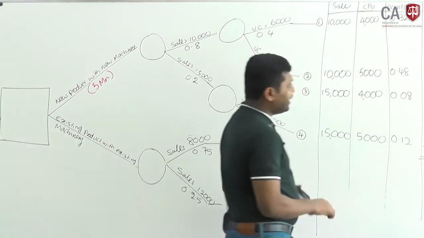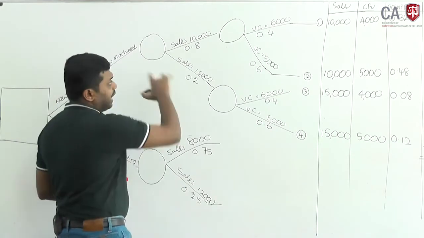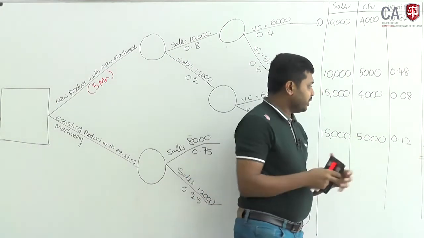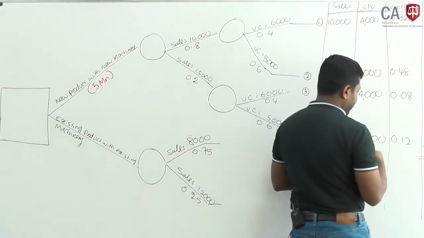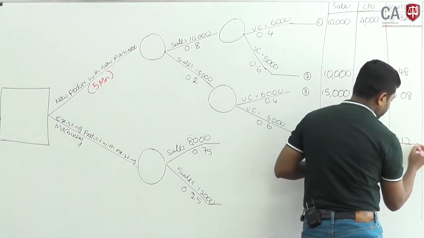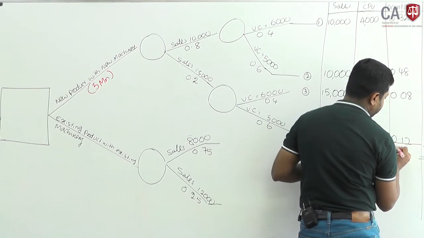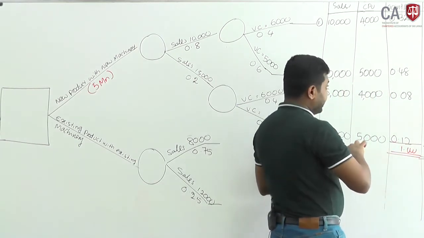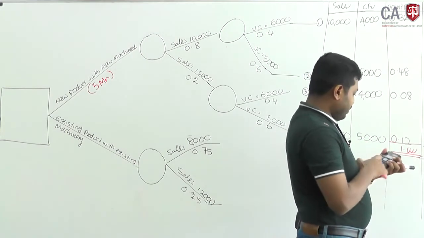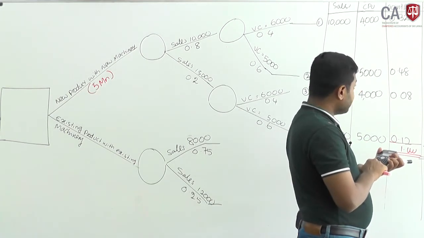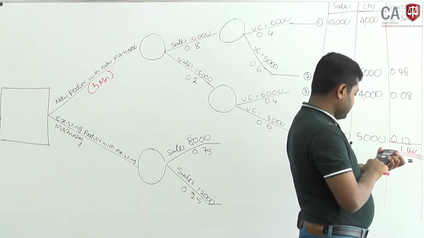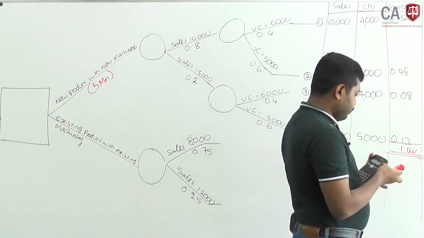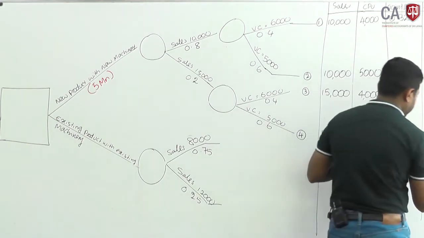If you completely look at the entire branch, this is the entire expected value. If you take the total here, it becomes 1. Take the total: 12.8 plus 24 plus 4.8 plus 9 equals 50.6.